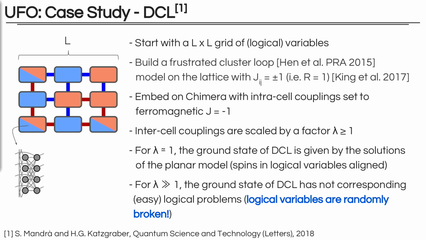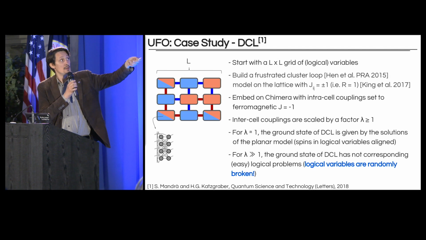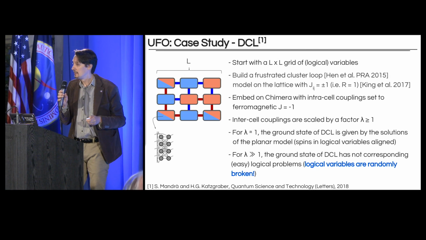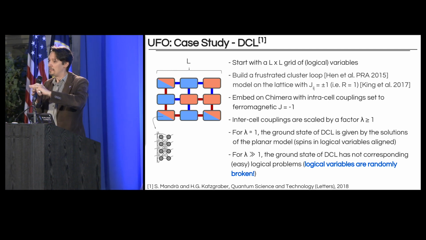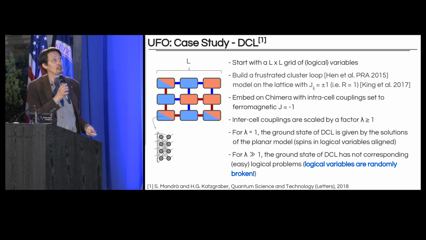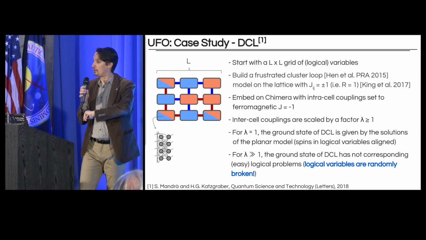Now you have a tunable parameter, which is typically called J-Ferro, JF, in the literature, such that if this parameter is large enough, then the logical ground state of your original problem is mapped one-to-one to the ground state of your embedded Hamiltonian. However, we can play with this J-Ferro. In our case, we called it lambda, which is 1/J-Ferro. And for this specific model, we can show that for lambda equal to 1, the ground state of the embedded Hamiltonian corresponds to the ground state of the logical problem.